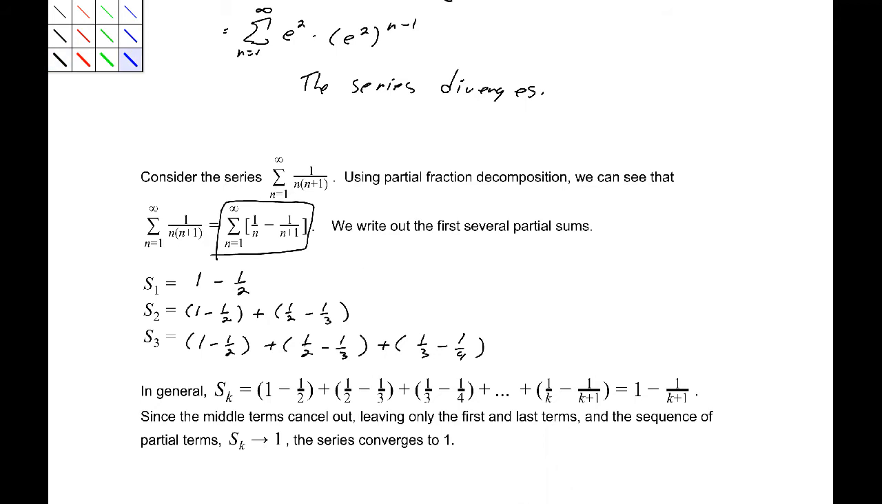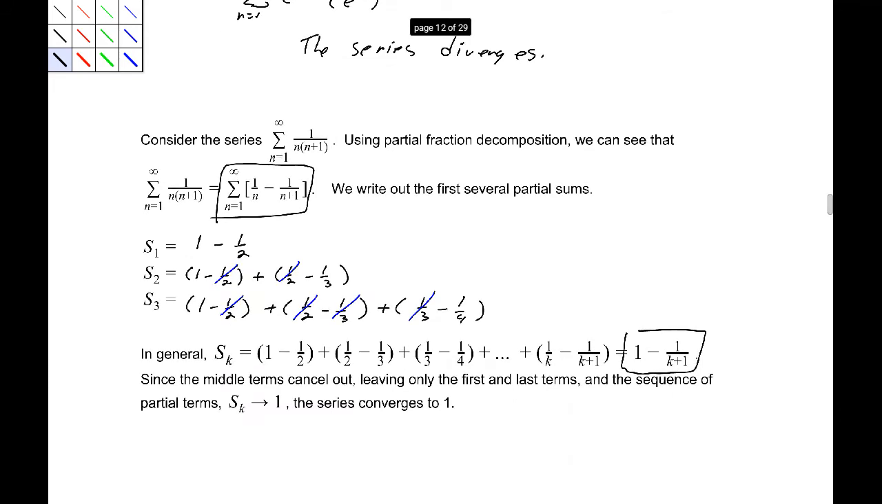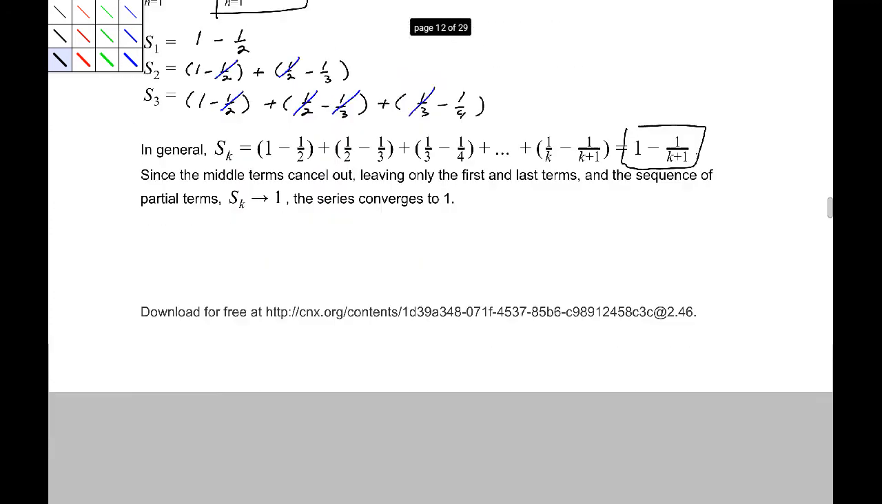The 1/2s cancel out here, the 1/2s and the 1/3s. All we're left with is the first and the last term of our sequence. So in general, it is 1 minus 1 over k plus 1. All the middle terms cancel out, and so this obviously converges to 1. This has a special name, and it's called a telescoping series, where we have middle terms cancel out repeatedly.